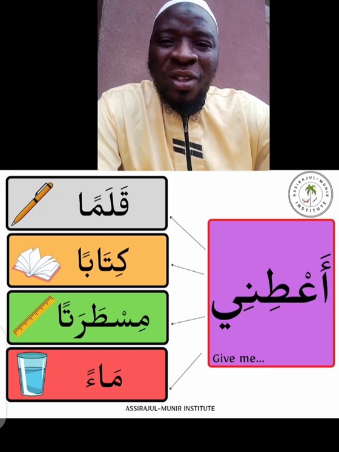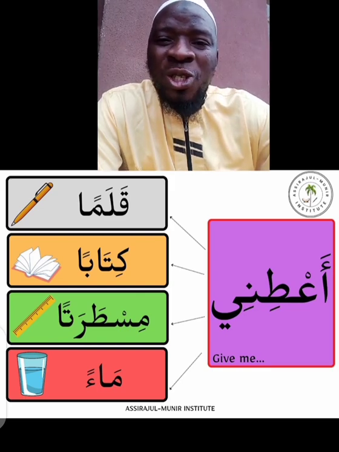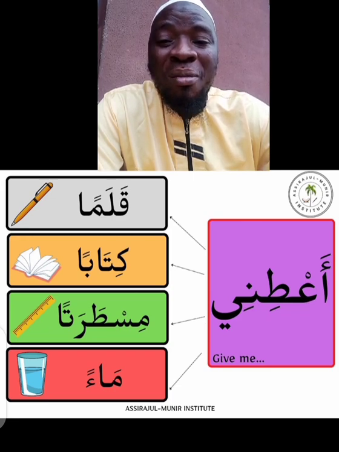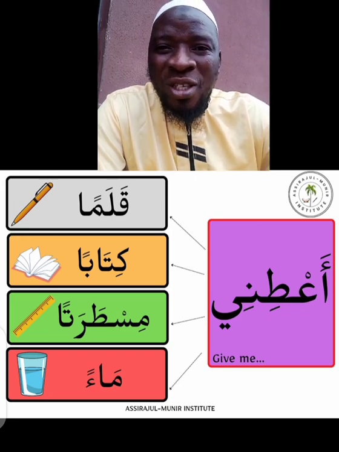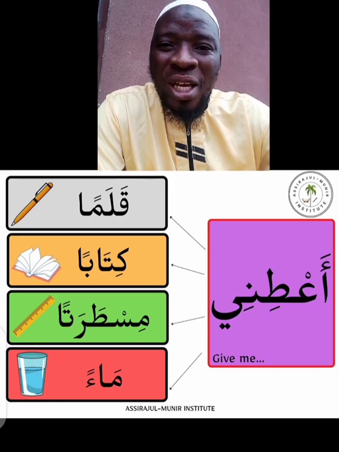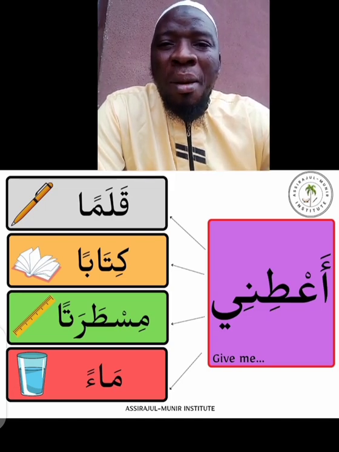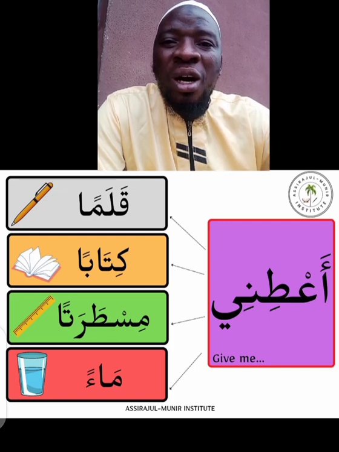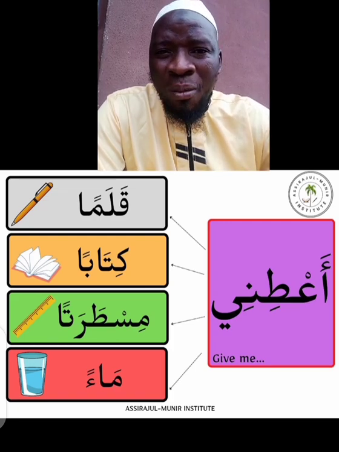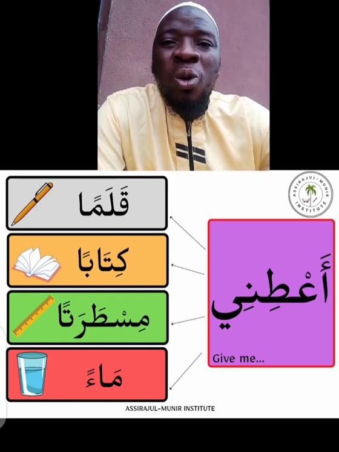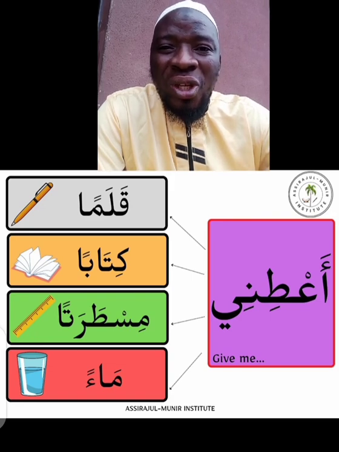A'tini kitaban. Give me a book. A'tini mistaratan. Give me a ruler. A'tini ma'a. Give me ma'a. Another thing I can request is a'tini fulusan. Give me money, or a'tini nuqudan. Give me money. A'tini raqamak. Raqamu means number. I'm requesting for your phone number. I can say a'tini raqma jawalik. Give me your phone number, or I simply say a'tini raqamak.